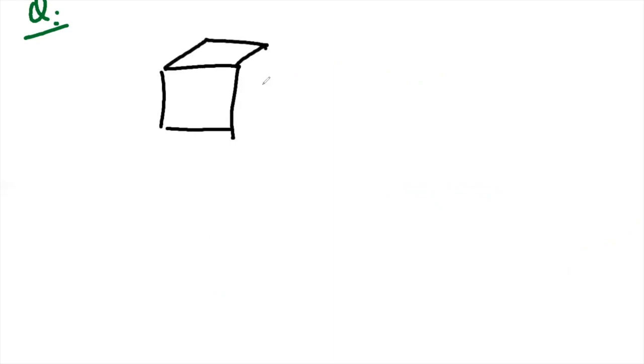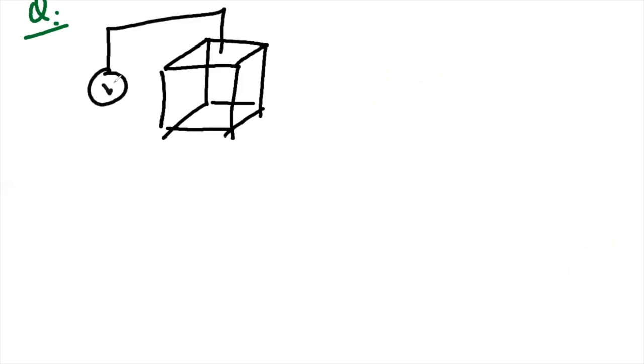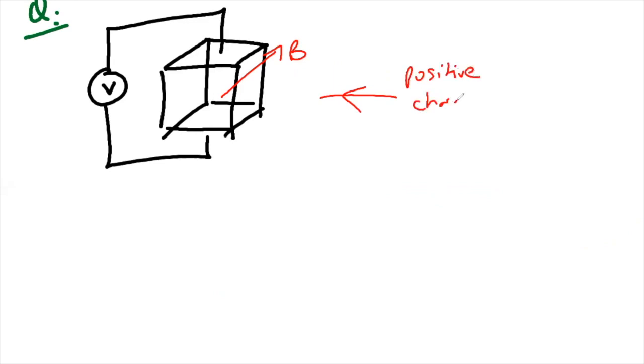All right, so let's do a question. We have this cube here that I made in a very bad way. We have a voltmeter, we have a magnetic field that's acting into the page over there, and we have positive charge carriers. But we have them later. We did not have them before. Let me show you how. At the beginning, we had an electron beam.